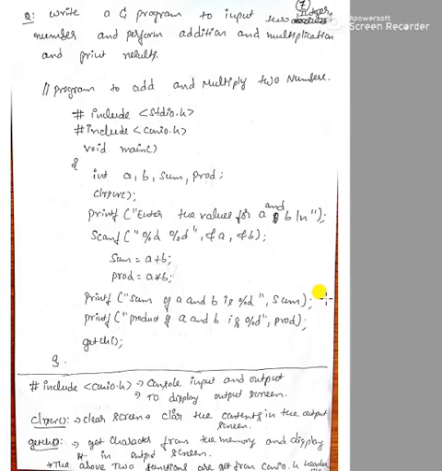Okay, so in this video, we discussed how to write a program by following the basic structure of C programming. So here we start to write a program. Here we have one program: write a C program to input two integer numbers, perform addition and multiplication, and print the result. So this one is the program.